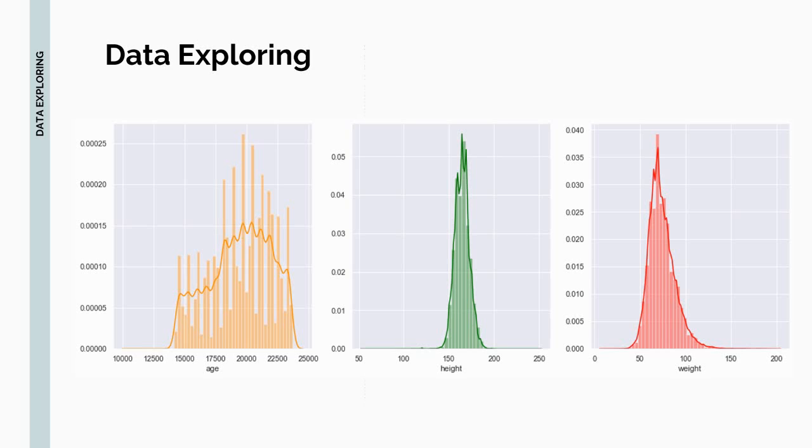These are the plots that we generate to see the distribution of values of numerical features. These are age, height, and weight. We can see from these graphs that the three features show a normal distribution.